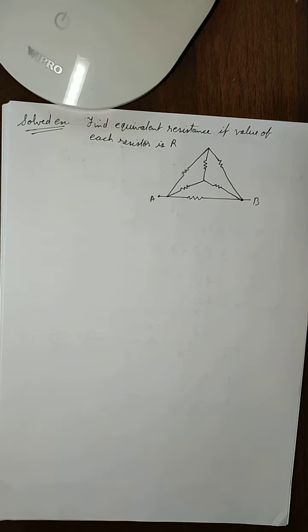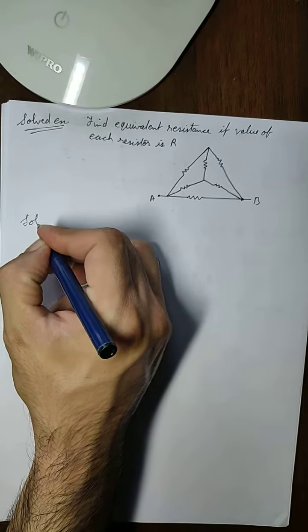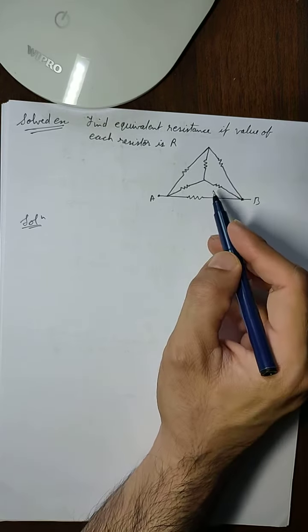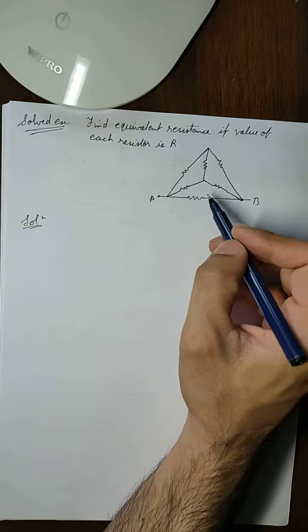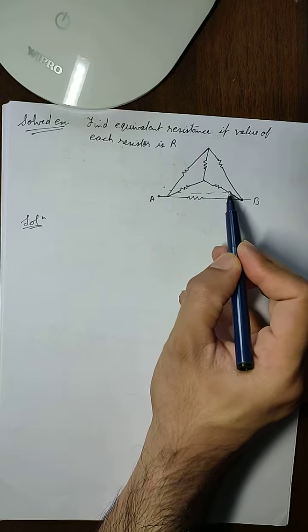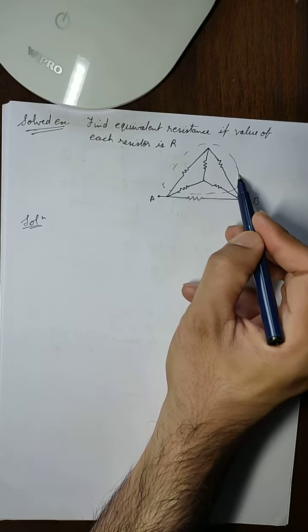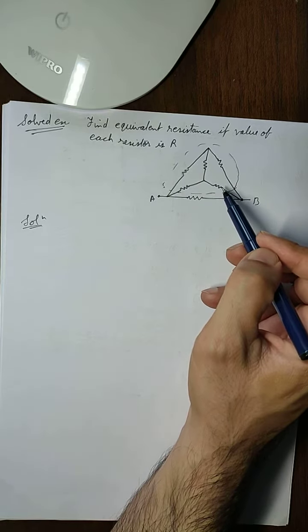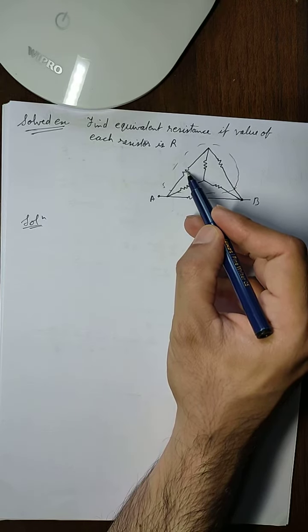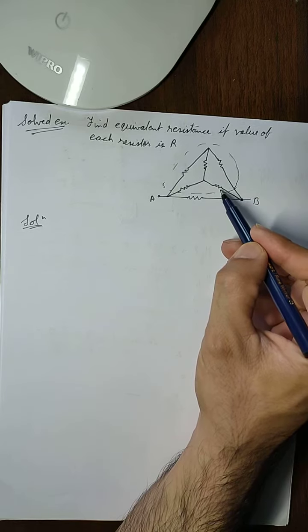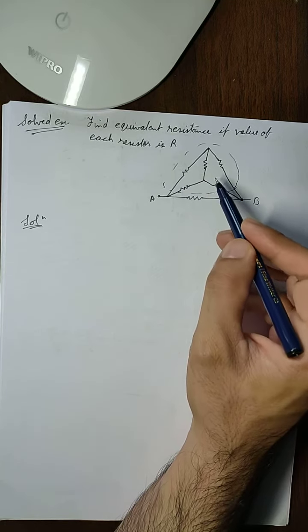Now the first step will be to reduce the circuit. If we look at the top part of the circuit, from here to this part, this looks like a Wheatstone bridge, in which this will be resistance P, this will be Q, this will be R, this will be S, and this will be W.